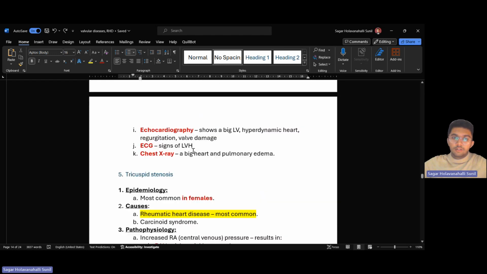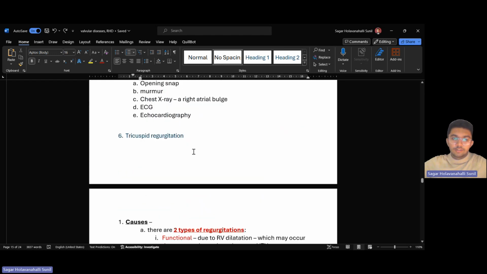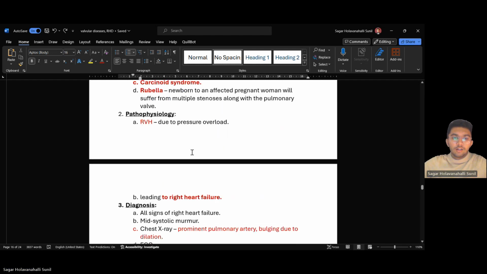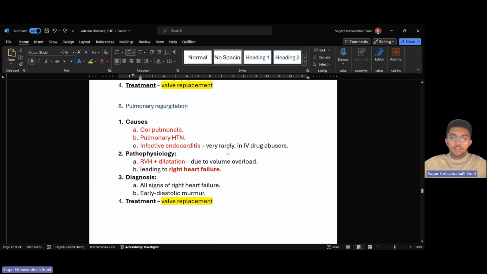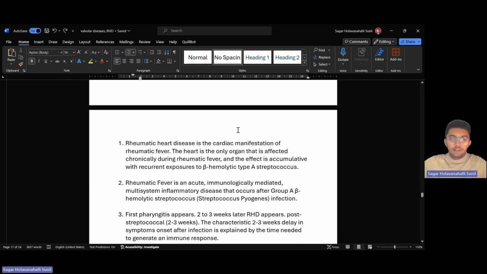Right. So I hope that explains these points. And of course, feel free to ask us regarding any doubts that you might have. So now let's go for rheumatic heart disease.